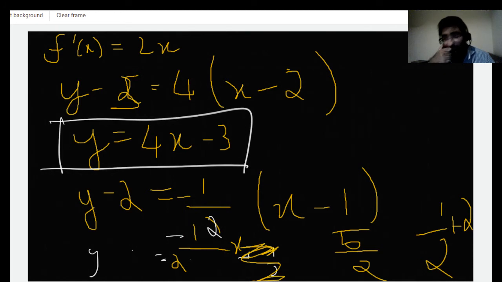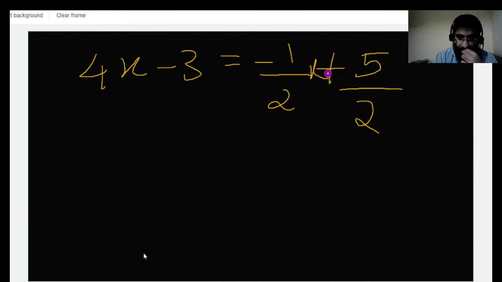Okay, next. Now you have to find the point of intersection of these two lines. Why? I don't want to. You do it. Okay. So I'm going to do expansion. 4x minus 3 is equal to what? Minus half x plus 5 by 2. Okay, so then take.